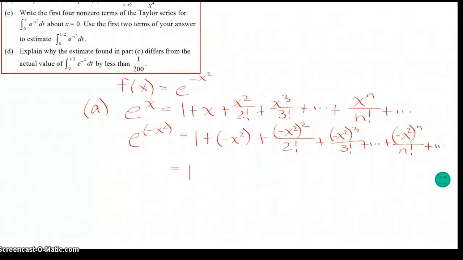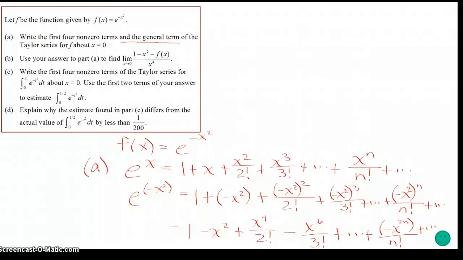And so we could clean this up to be 1 minus x squared plus x to the 4th over 2 factorial minus x to the 6th over 3 factorial. And frankly, that's the first 4 non-zero terms. And the general term would be negative 1 to the n, x to the 2n over n factorial, and don't forget your plus dot dot dot on the end. So that's what would be required to answer part A.